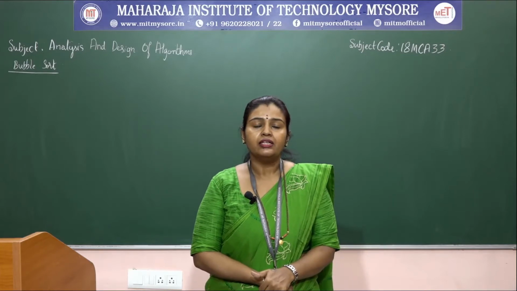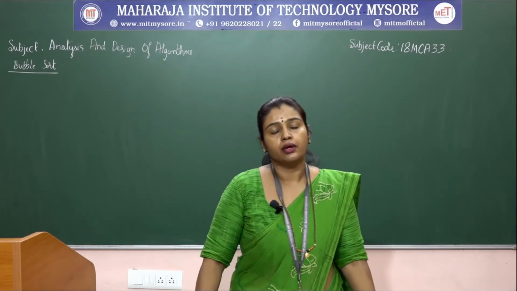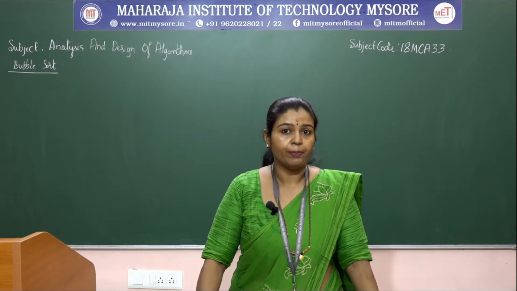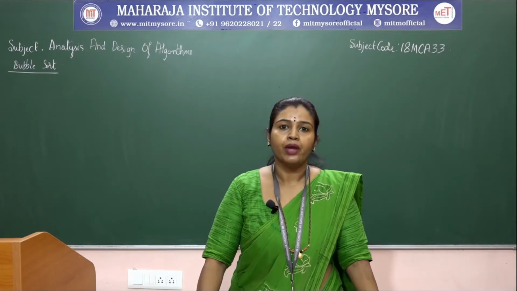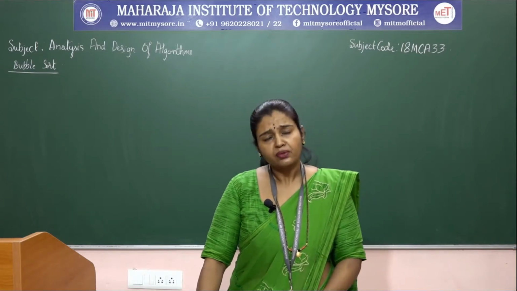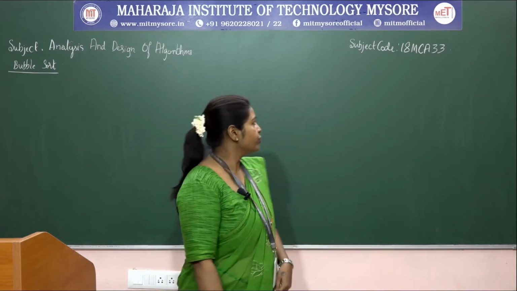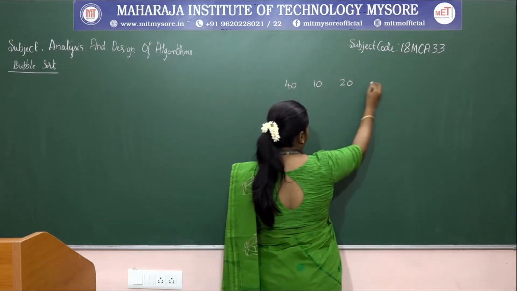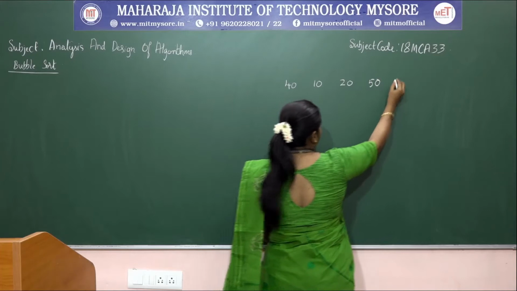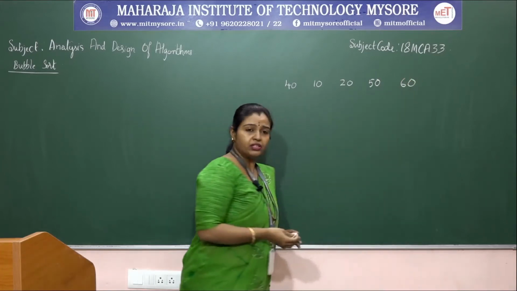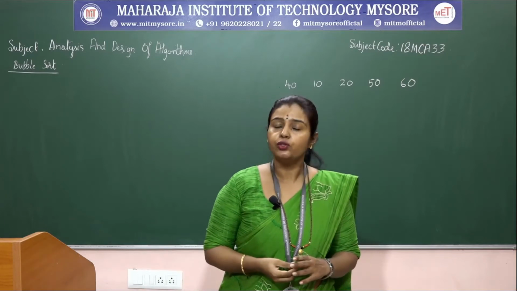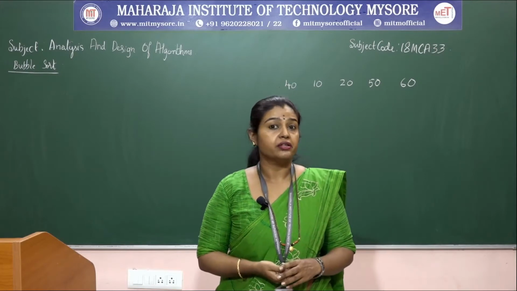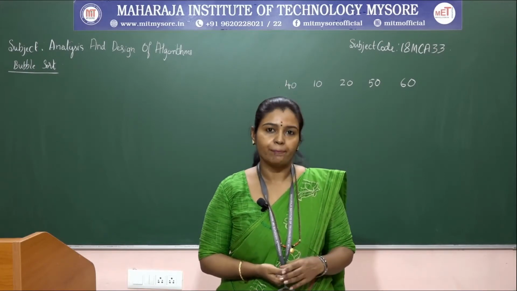In bubble sort, as we know, whenever we are sorting any kind of elements, we need to do comparison between the elements present in the array, or any list we can say. Here in bubble sort, take the example of 40, 10, 20, 50 and 60. Obviously we need to do the comparison in order to arrange the elements in some order.